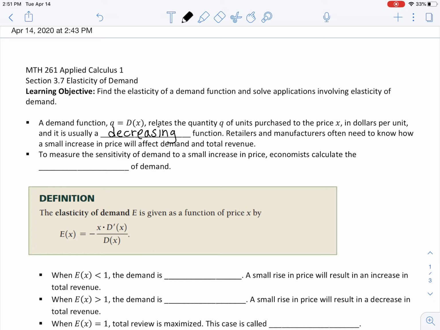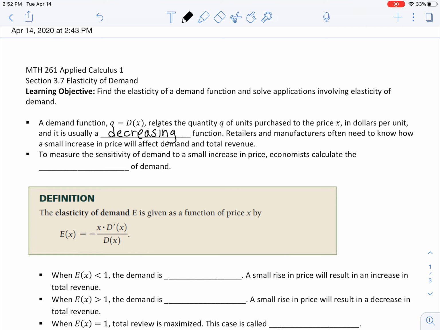Unlike gasoline: when gas price goes up, we don't have an alternative. We still have to pay that money and buy gasoline. So what will be a good example? The more expensive, the less likely you are to buy it. Probably food. But retailers and manufacturers often need to know how a small increase in price will affect demand and total revenue. Because they have to decide, should we go up on the price a little bit? Will that affect people buying our product?